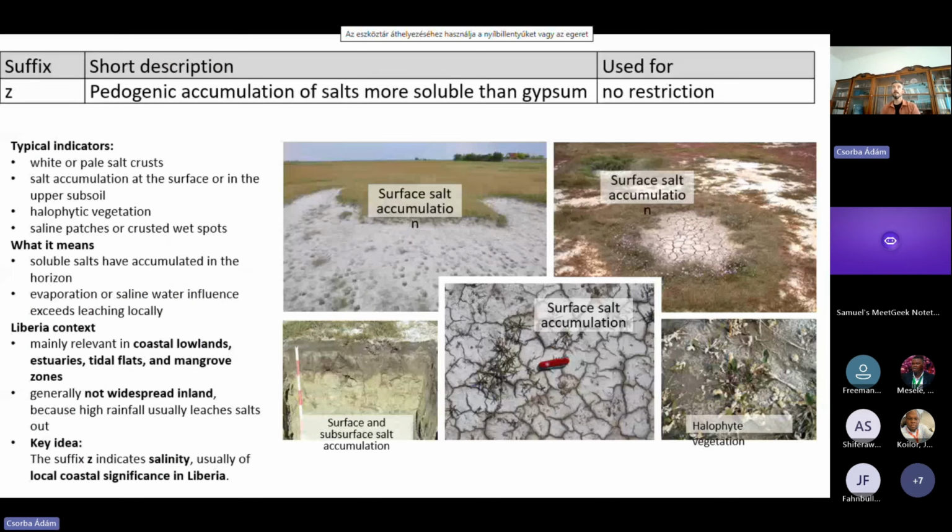And I think almost the last index that we discussed today is the accumulation of salts in the soil. Usually these are characteristic of dryland areas. In Liberia, they are mostly relevant in coastal lowlands, estuaries, tidal flats, and mangrove zones. They are not expected to be widespread inland, so this is the accumulation of different kinds of salts in the soil.